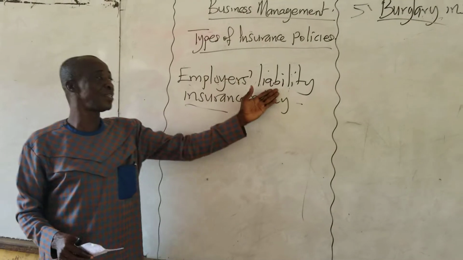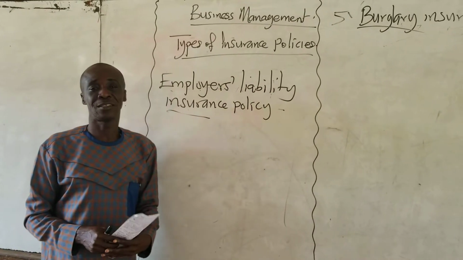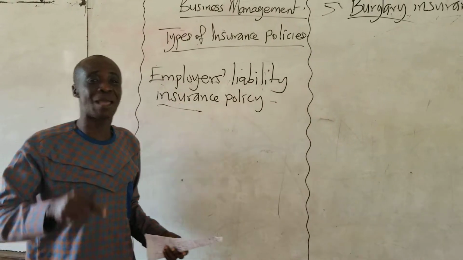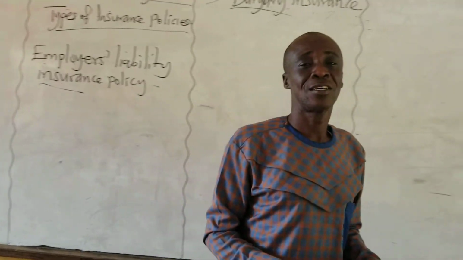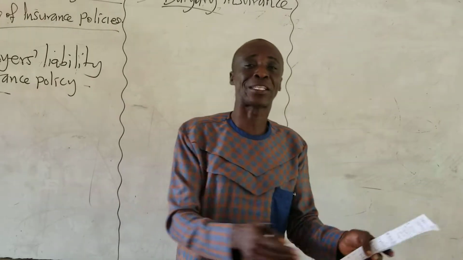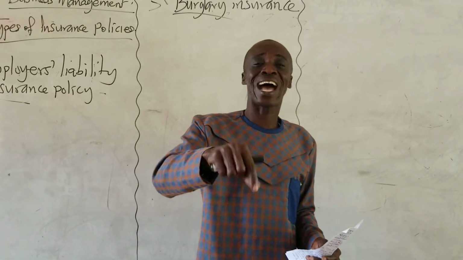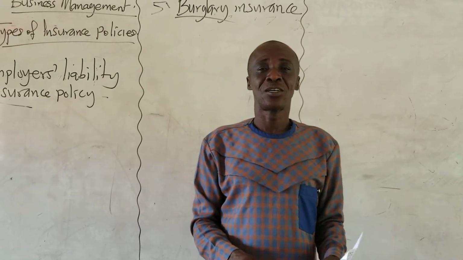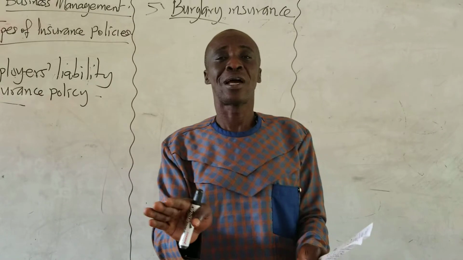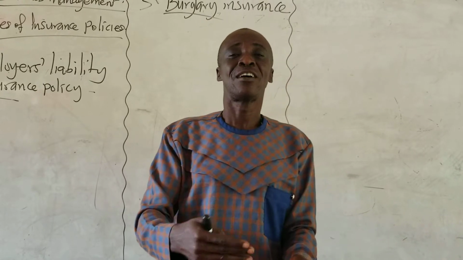Employers' liability insurance. You are a business student, so you understand what is meant by liability. You know who an employer is. And we are talking about insurance policy. So when you say employer's liability, the question is, if you are an employee of somebody or a particular business, when you sustain any injury, when there is any accident at the workplace, whose responsibility is it to take care of the victim? It is the employer's responsibility.